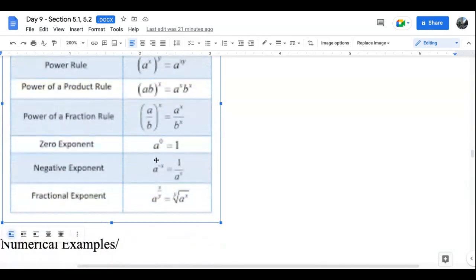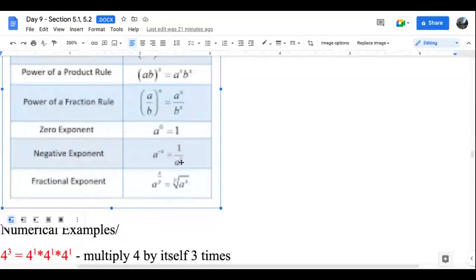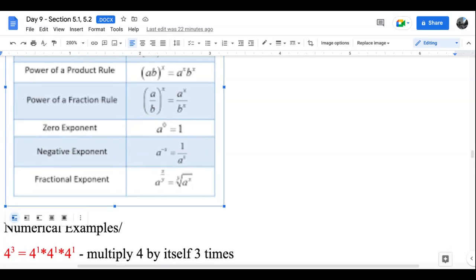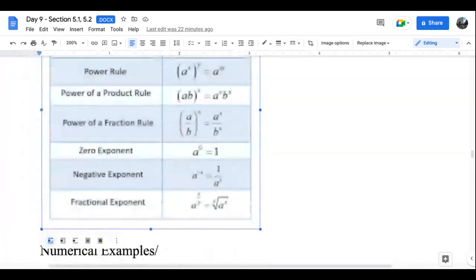Zero exponent: anything raised to the power 0 equals 1. Negative exponent means it belongs in the denominator. If we have 1 over A raised to 3, that can be written as A raised to negative 3. Fractional exponent: if we have the y-th root of A to the x, we can write it as A to the power x divided by y. Any questions?